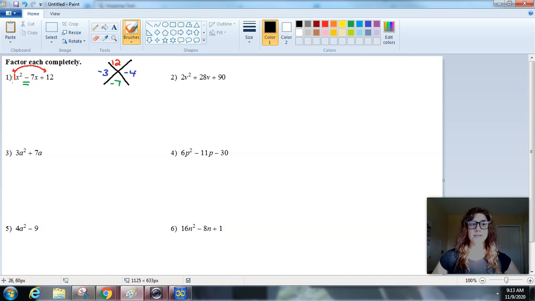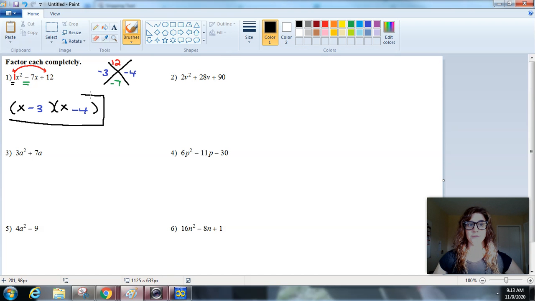Now, as long as this is a 1, you can do a shortcut. The shortcut is you split your variable. So x squared is split to x and x. And then those two factors you just came up with, -3 and -4, are the factors inside your parentheses. Okay, and that would be your factored term for number 1.